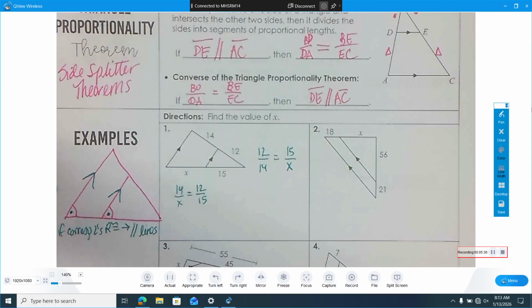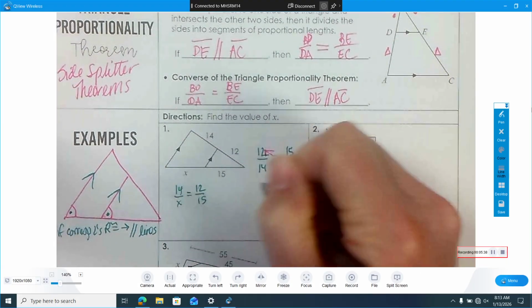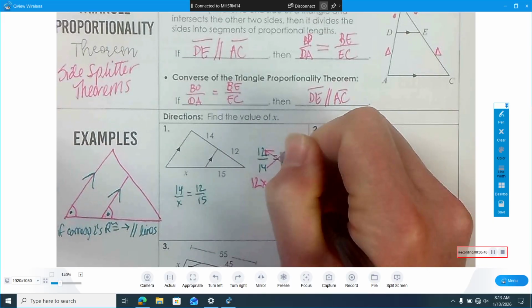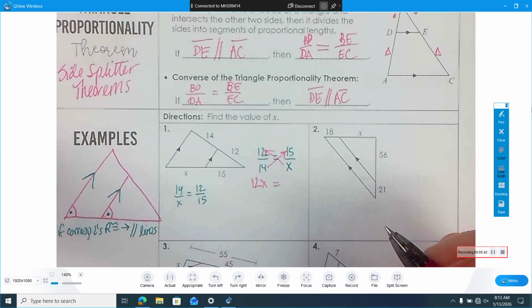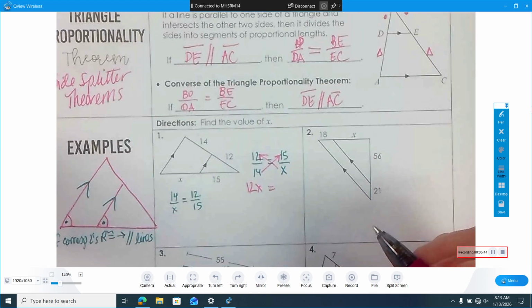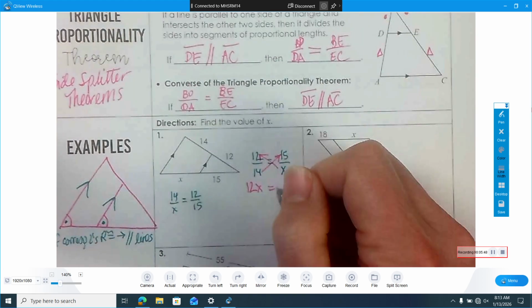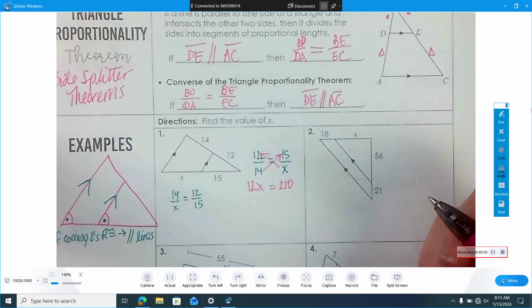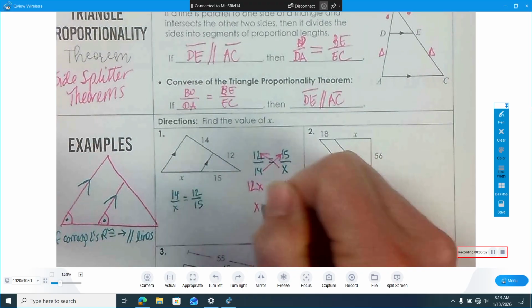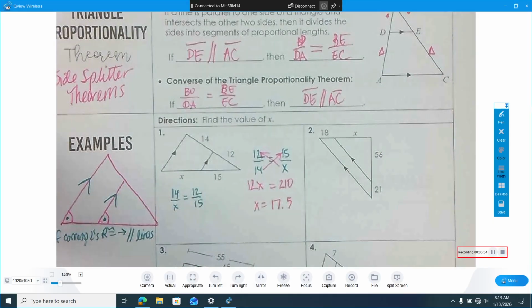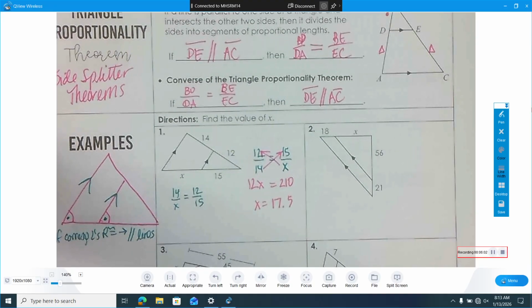So there's our setup. We can cross multiply. 12 times x is 12x. And 14 times 15. 14 times 15 is 210. And then I'm going to divide by 12. And I get x equals 17.5. Cool. Questions on that? All right.